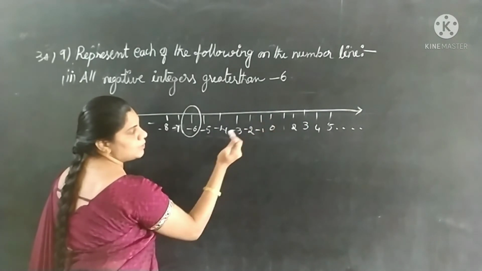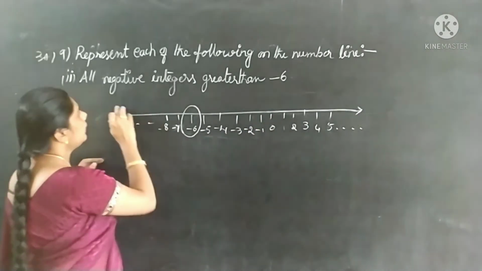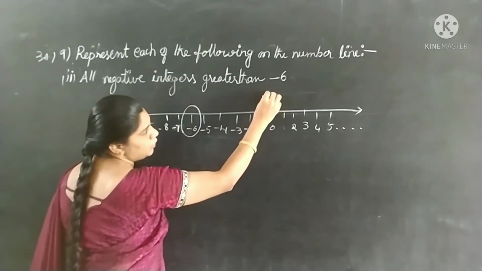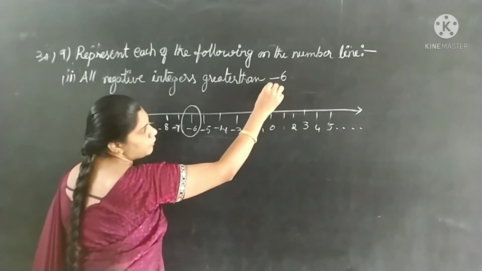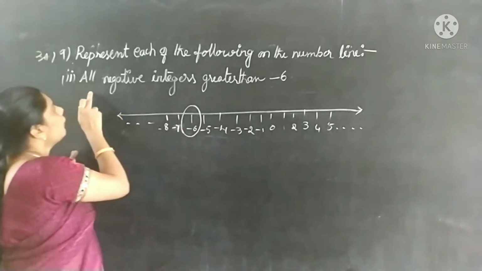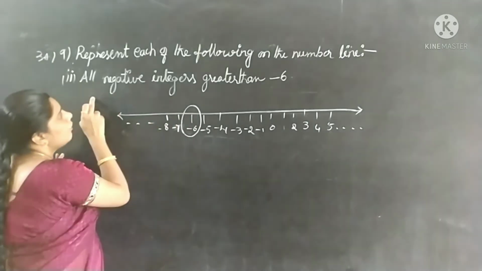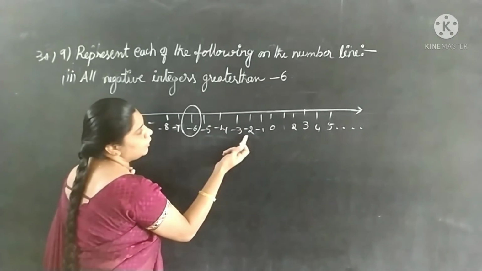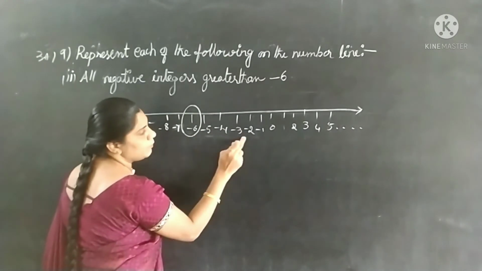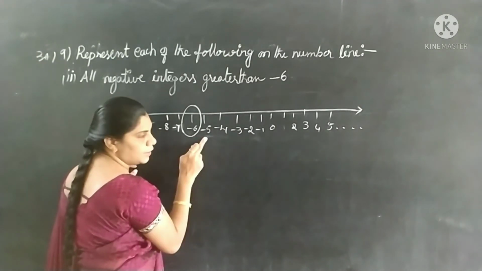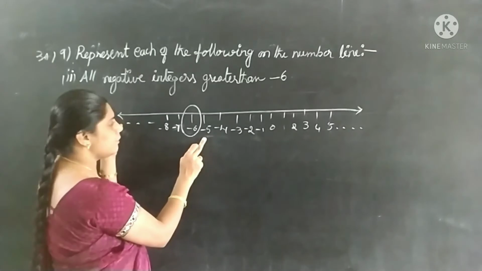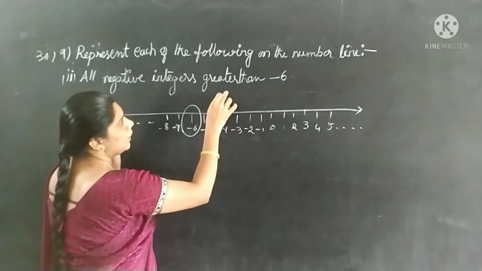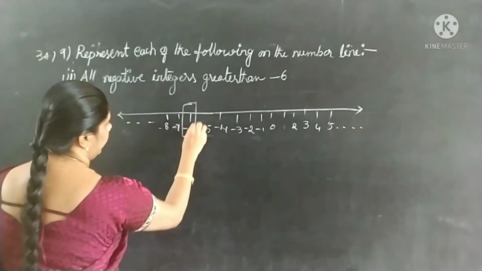Here, before 0 you will get the negative numbers. Observe the question: all negative numbers greater than -6. So don't forget about 0 and positive numbers, exclude them. You have to write only the negative integers greater than -6. Greater than means before -6, whatever number you get with the negative sign, all are greater only. So you have to write all the negatives only. Don't write the positives and 0. So up to here only.